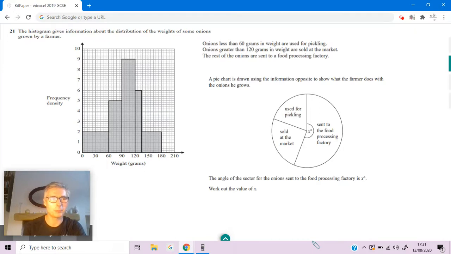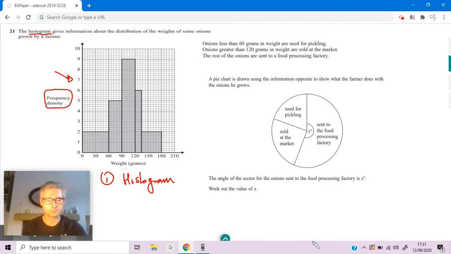So this is a question which involves a histogram. This is our histogram here, and we can tell it's a histogram because the vertical axis is actually frequency density as opposed to just frequency, which would mean it would be a frequency graph instead. We've got to make sense of this histogram, and then look at the pie chart for the second part of the question, and work out this angle x. But first of all, number one, we're just going to look at the histogram.